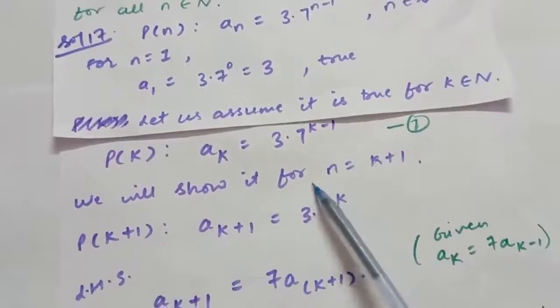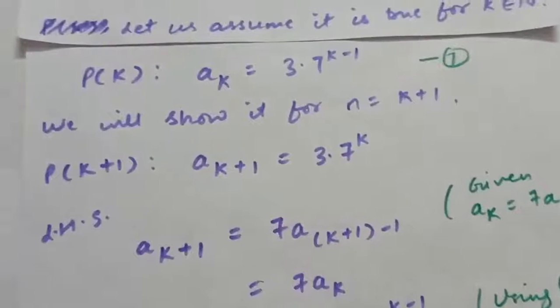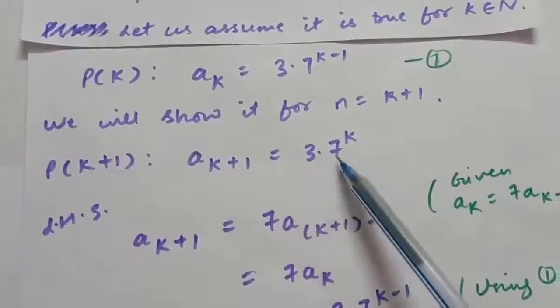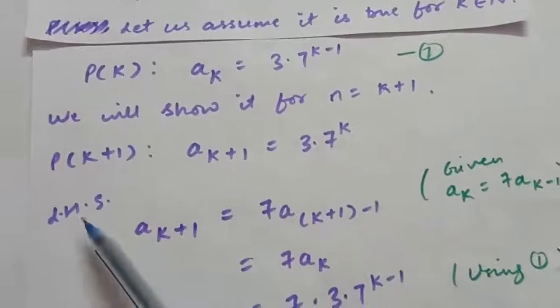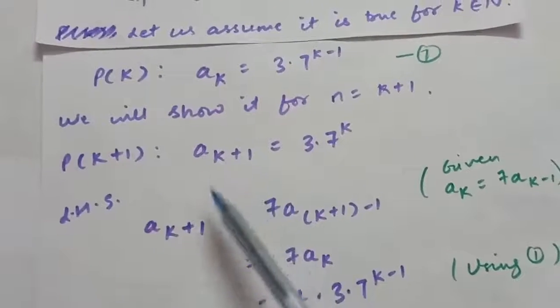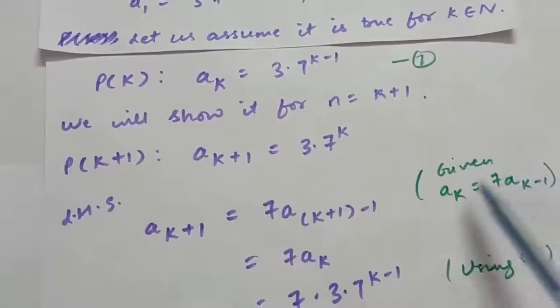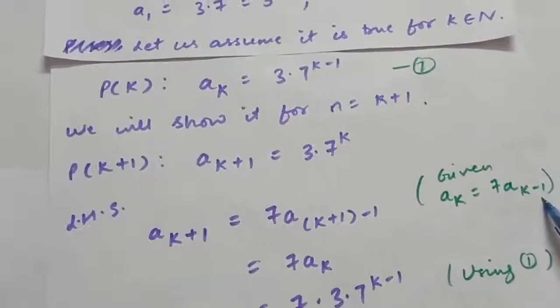Now we will show that it is true for n equal to k plus 1. So P(k+1) will be a(k+1) is equal to 3 into 7 raised to the power k. Right? Now taking LHS a(k+1). Now we will use this given sequence ak is equal to 7 a(k-1).